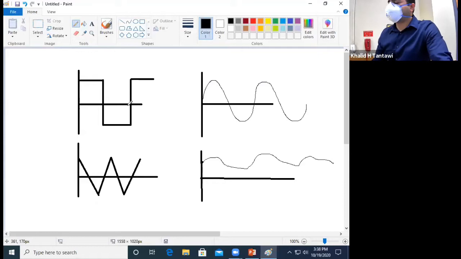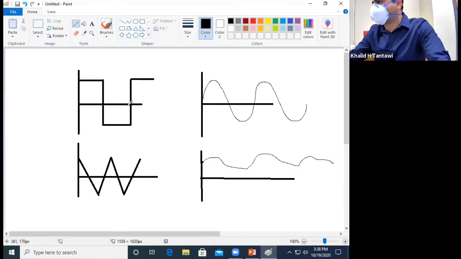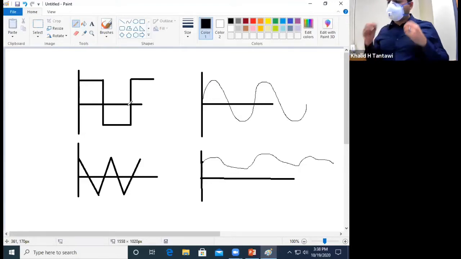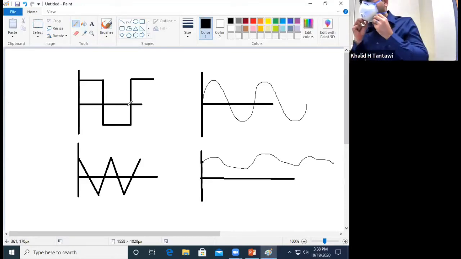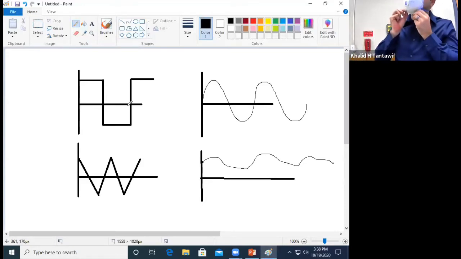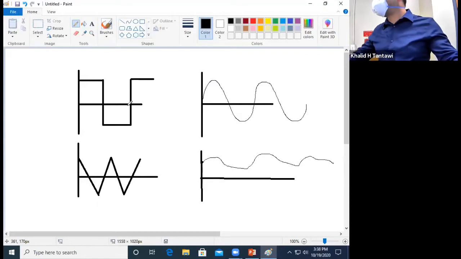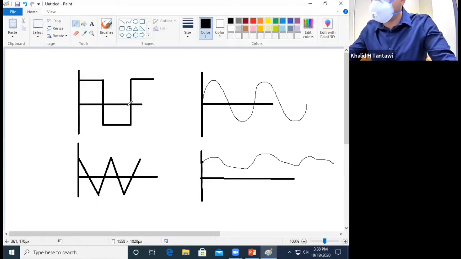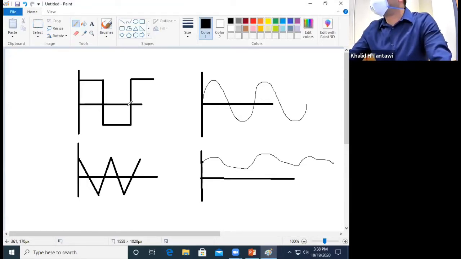So what determines if something is AC or not? Alternating current. The main thing that determines if you have an AC signal or not is the average of the signal. The average should be 0. If the average is 0, that means it's AC. If the average is not 0, that means it's DC. Another word for the average is the DC value. Sometimes they'll ask what is the DC value of a signal, meaning the average value of the signal.